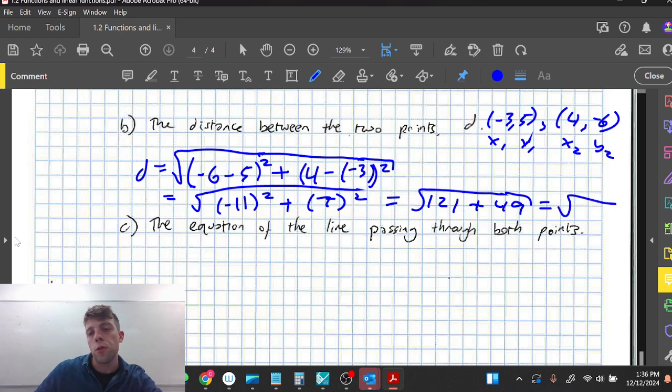That's going to be equal to 121 plus 49, that's equal to, what is that? Can't do basic maths. 160. Pretty sure. No. 170. 170 that should be.